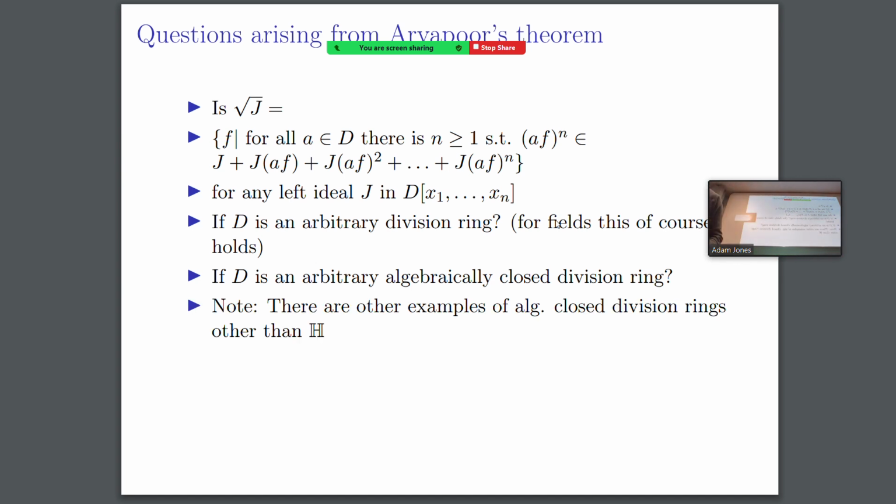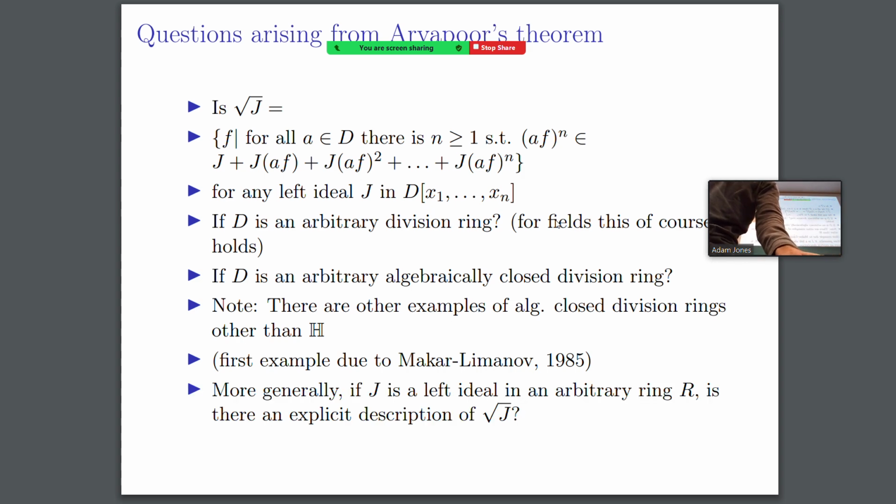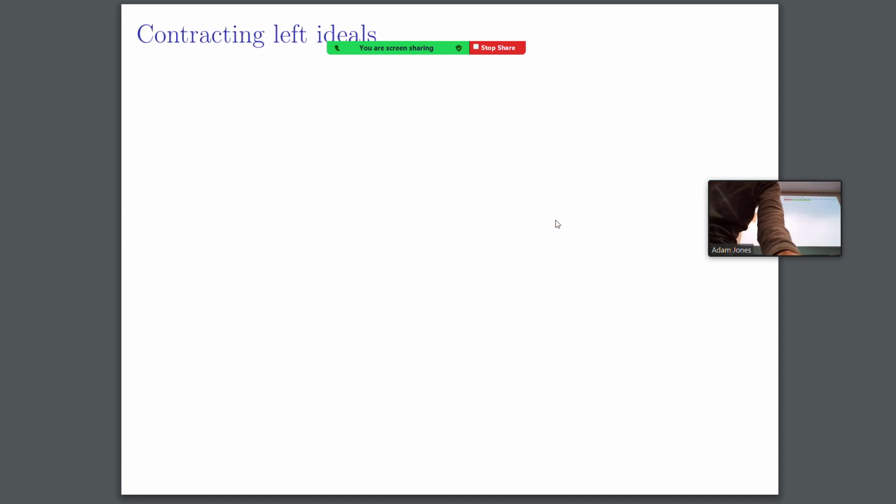I should also mention the non-obvious fact that there are other examples of algebraically closed division rings that are not fields, which are not the quaternions, so they are somewhat more difficult to come by than in the commutative case. The first example is from Makar-Limanov in 1985. But even more generally, you can ask the following question. Take just an arbitrary ring. Do you have a description of this radical, the intersection of all prime left ideals containing it? We don't know, and we don't even have any guess.